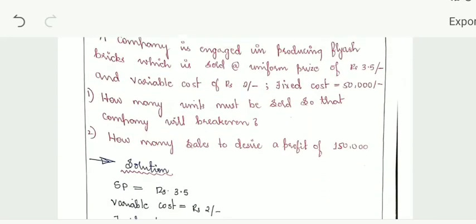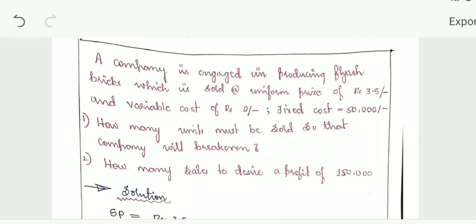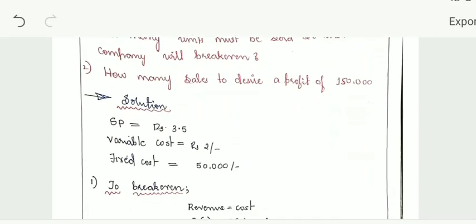Now we'll see another very similar example. A company is engaged in producing fly ash brick which is sold at a uniform price of rupees 3.5, variable cost of rupees 2 and fixed cost is 50,000. How many units must be sold so that the company will break even? And next one, how many sales are needed to earn a profit of rupees 1,50,000.